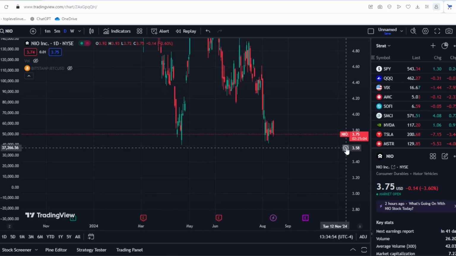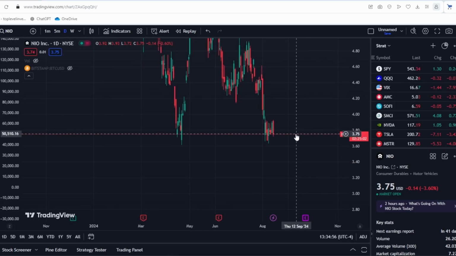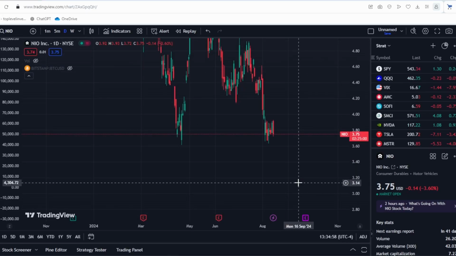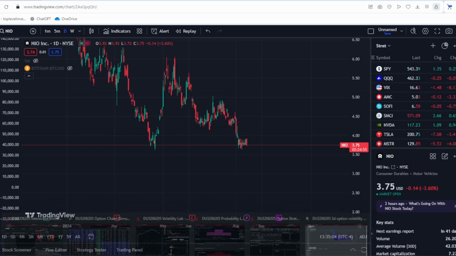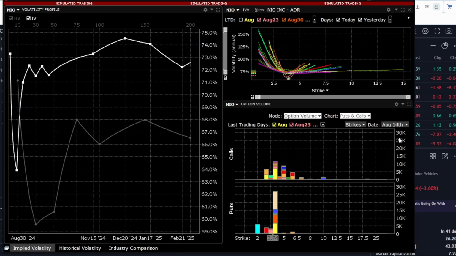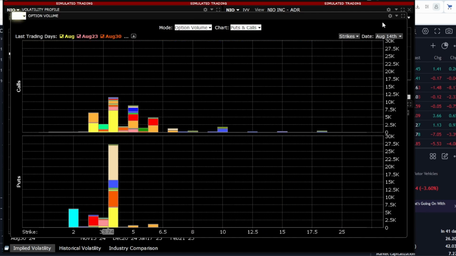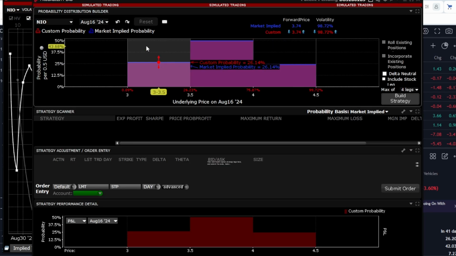Let's break down NIO's stock action. Will we break this support level and will the stock start falling further, or are we about to start rising? The answer can be found with the volatility smile, as well as the trading volume of options, which is concentrated around $4, very important levels. We'll also assess the market forecast, and I'll show you 3D volatility.